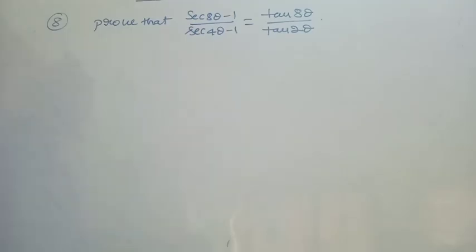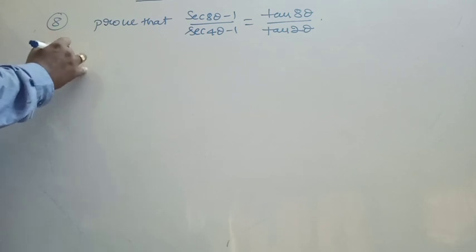Now see one more very important problem for competitive exams, my dear students. This is what we are having. Prove that 1 by secant 8 theta minus 1 by secant 4 theta minus 1 is equal to tan 8 theta by tan 2 theta, you are required to prove. See how you will be proving this. This is the left hand side.